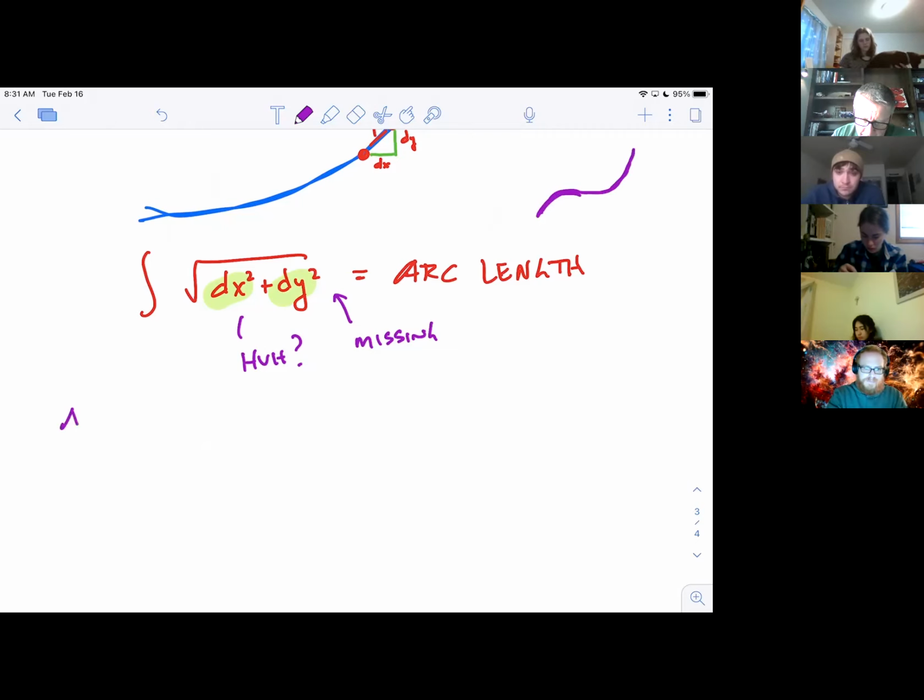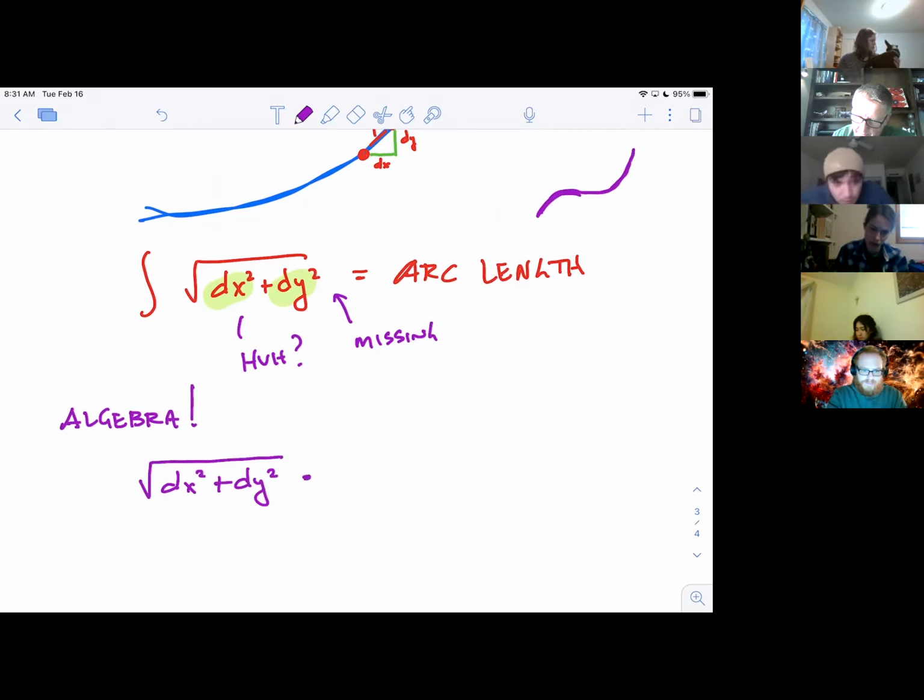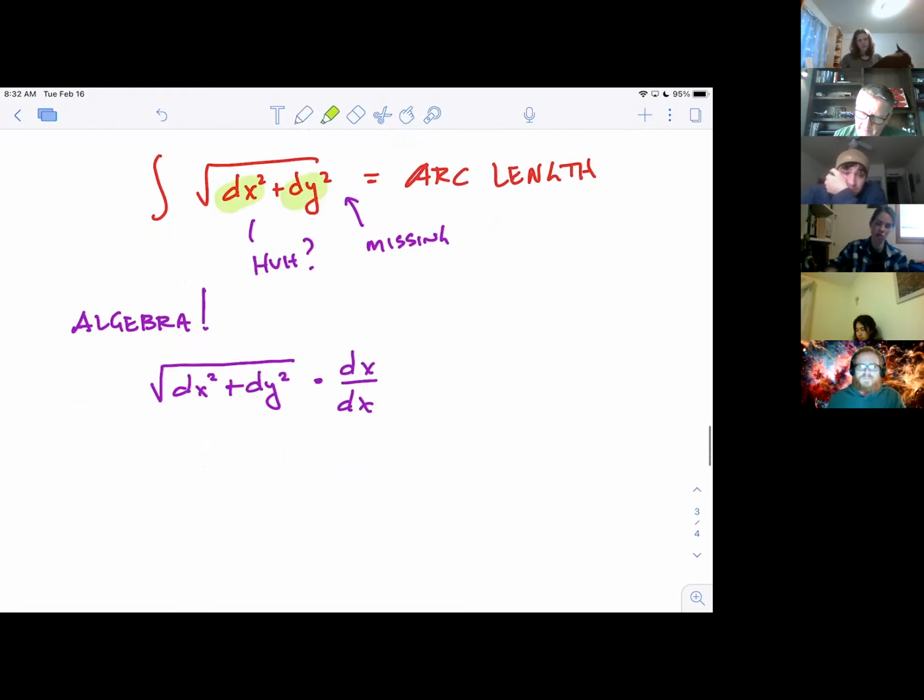So let's see what algebra can do with this statement right here. Watch this. If you took the square root of dx squared plus dy squared, and you multiplied it times dx over dx, which of course seems like, why would you do such a thing? But then I would like this dx on the bottom to go inside the radical. Again, you'll see why in just a second, but what do I have to do if I want it to go inside the radical?